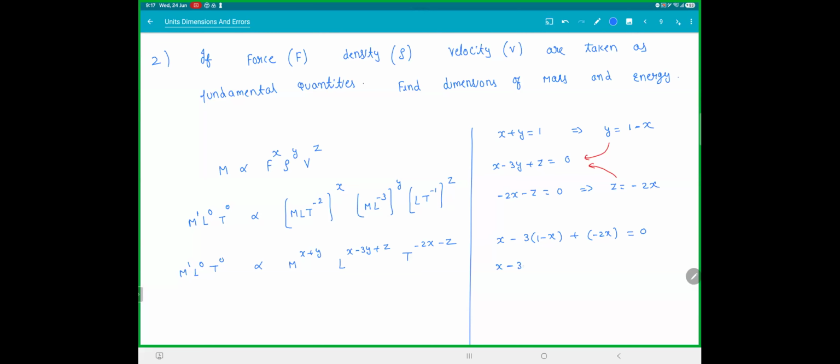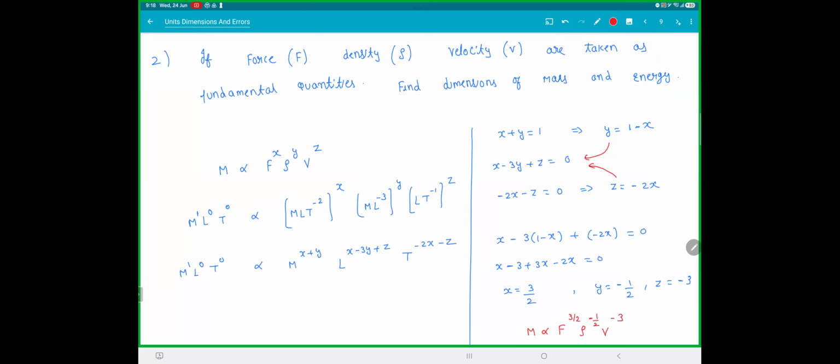So this is x minus 3 plus 3x minus 2x is 0. That's 4x minus 2x, 2x, x is 3 by 2. There we got x is 3 by 2. Once we got x, then we get y is equal to minus half and z is equal to minus 3. Therefore, M is proportional to F to the power of 3 by 2, rho power minus half, and V power minus 3. Check.